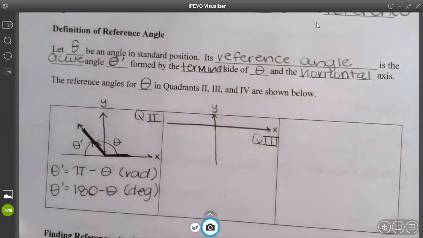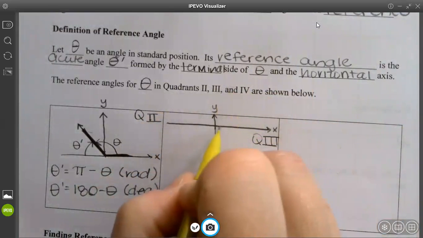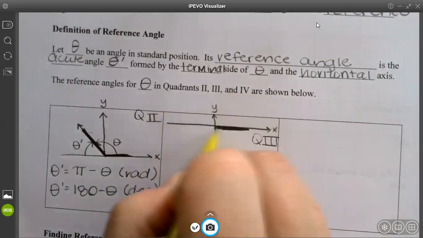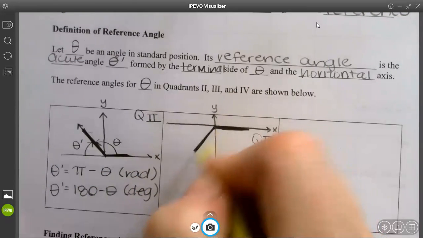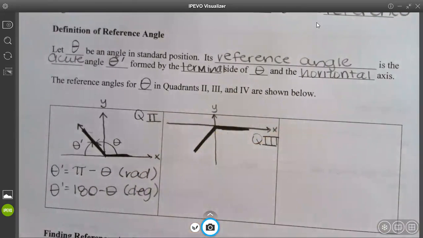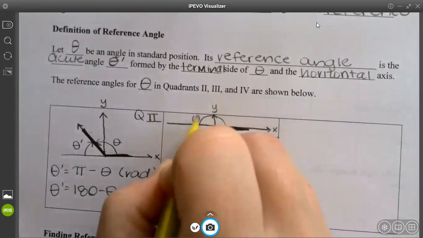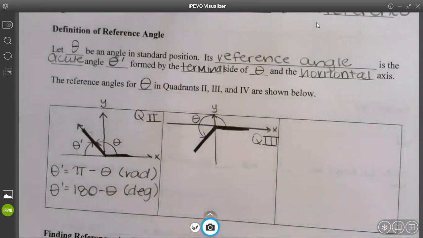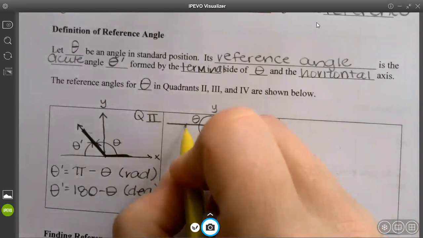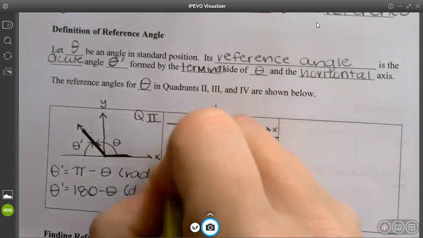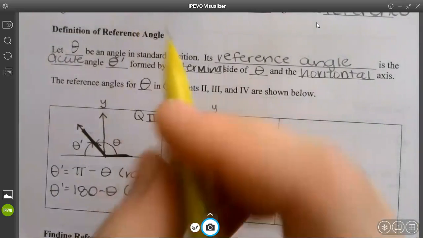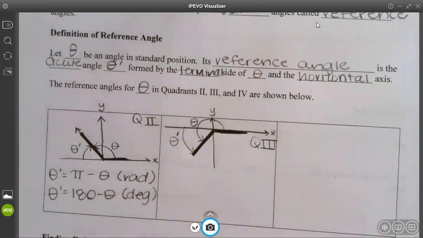We're going to work on quadrant 3 for this one. So I have an initial side where it's supposed to be, a terminal side in quadrant 3. We typically go counterclockwise for our theta. Our reference angle is going to be from 180 to the terminal side.